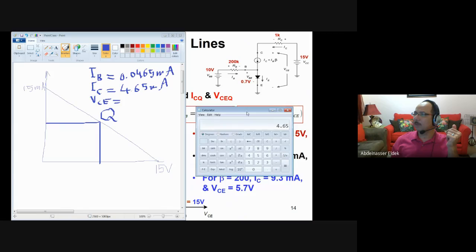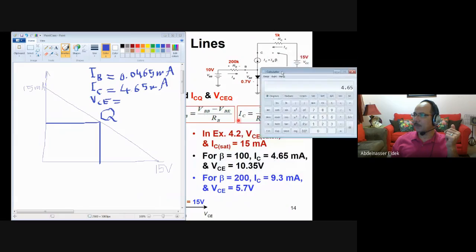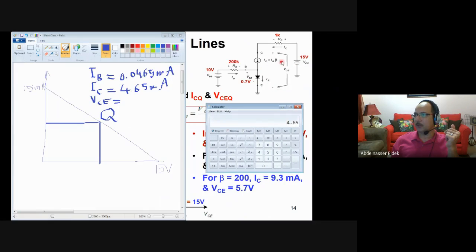Then you calculate the voltage VCE, this voltage here. It is 15 volt minus the voltage across this resistor RC. So it is 15 volt minus the current, which is 4.65, times the resistance, which is 1. Of course, kilo will cancel with milli, so it is equal to 10.35. So this one will be around 10.35.